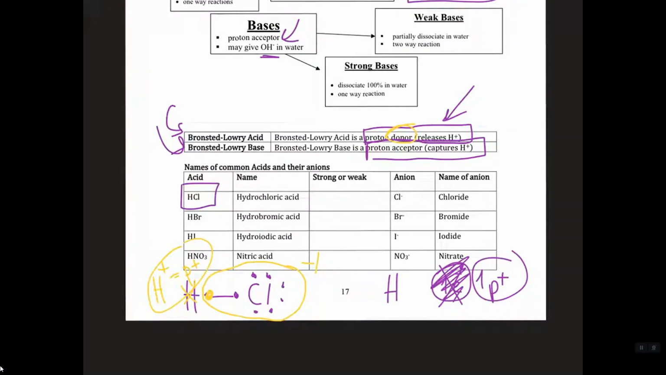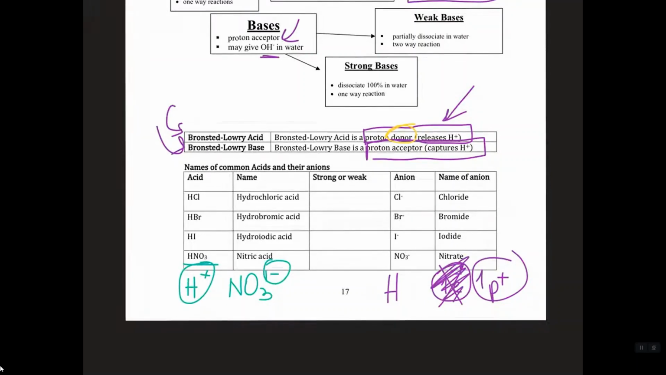Hydrogen bromide, the same thing. Hydrogen iodide, same thing. Now for nitric acid, same idea. It's going to release hydrogen ion, and then the NO3 is a polyatomic ion that's going to take away this electron. This electron together with the hydrogen ion together made the hydrogen atom.